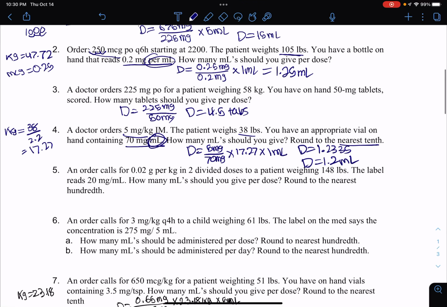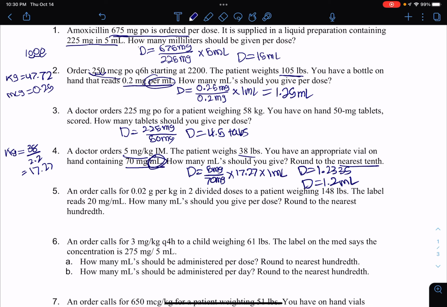Next, doctor orders 0.02 grams per kilogram in 2 divided doses to a patient weighing 148 pounds. Label reads 20 milligrams per ml. So in order to get grams to milligrams, you're going to take grams and multiply it by 1,000, or move your decimal place 3 points to the right. We're going to do 0.02 times 1,000. So 0.02 grams is 20 milligrams.